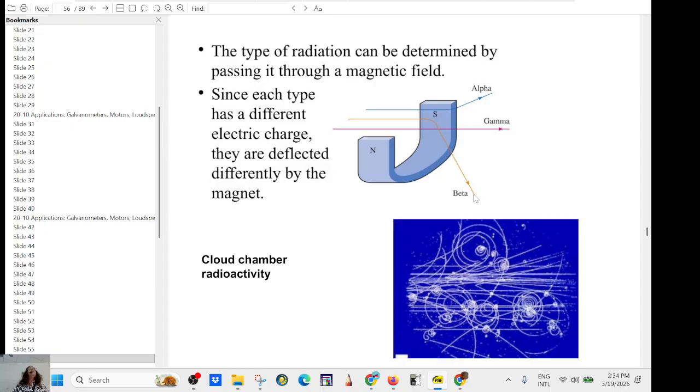And beta, you know what beta is? It's negative. What could be negative and very small? An electron. A beta particle is just an electron. A beta plus is a positron. So it smells like an electron. It looks like an electron. But it's a positron. It's positive.